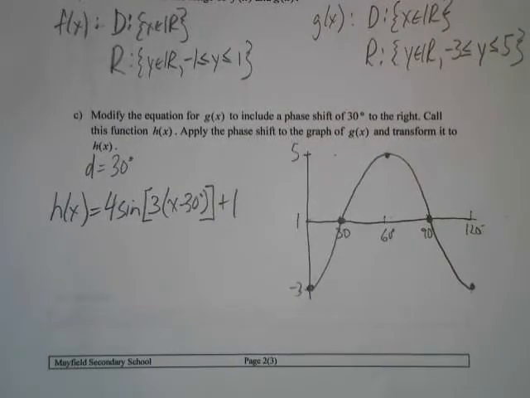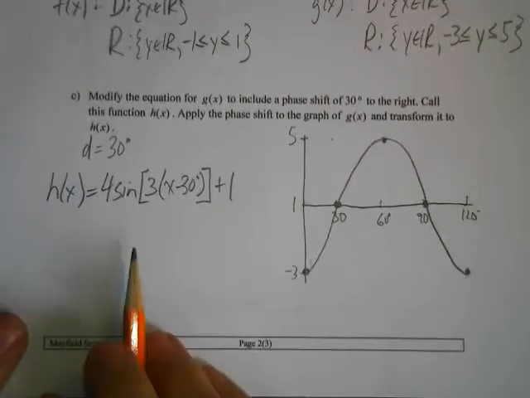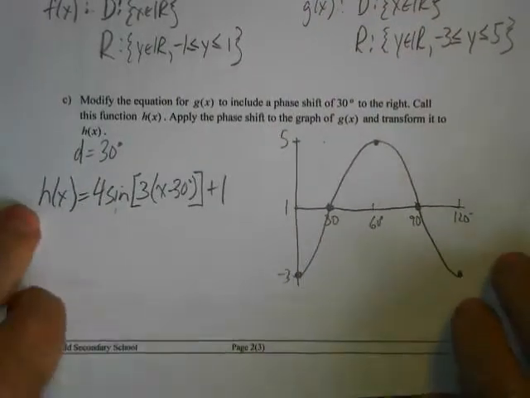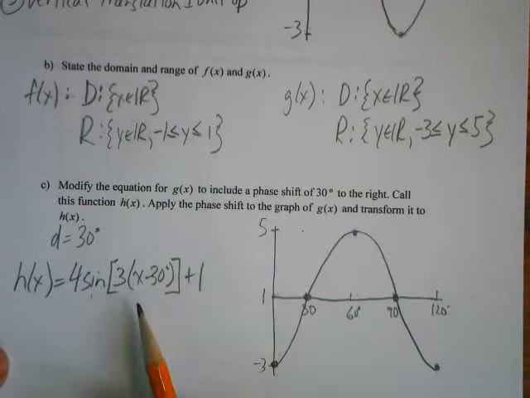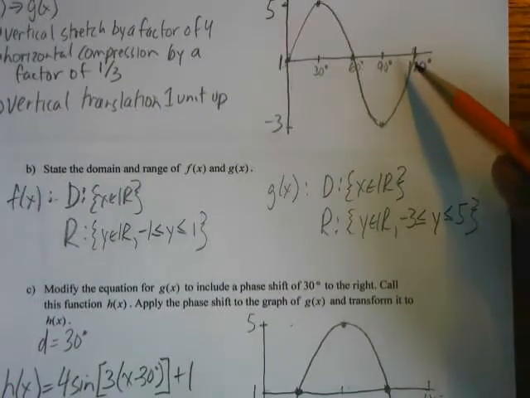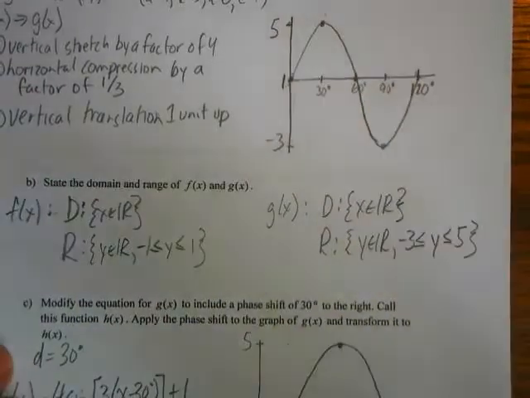So that's applying a 30-degree phase shift to g of x to create a new function called h of x. That's what the equation looks like. That's what the graph looks like. And you can see I didn't recreate this from scratch. I just took the existing graph of g of x and did a phase shift to it.